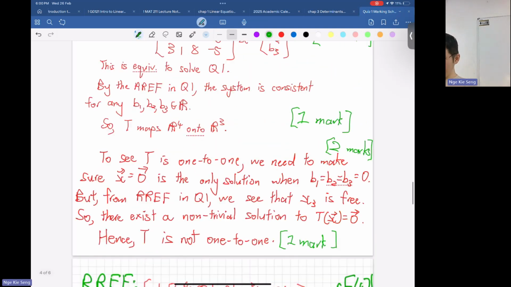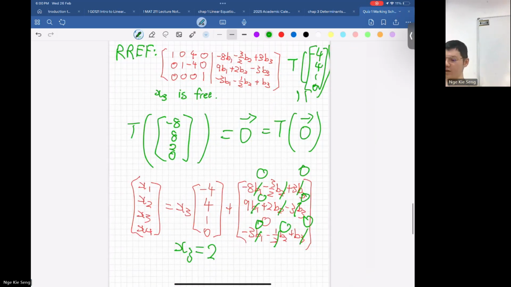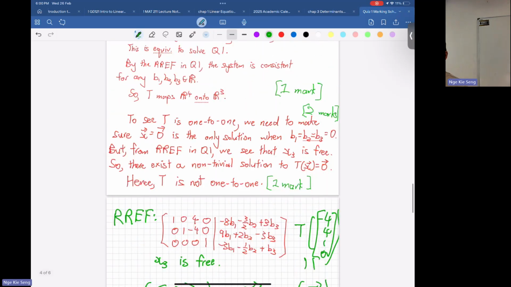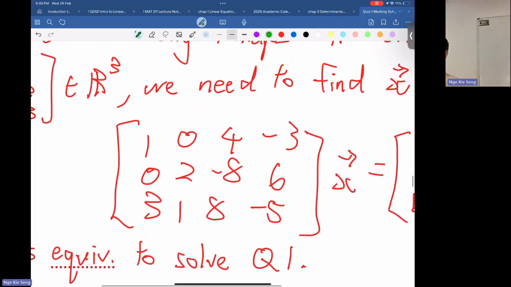Okay, good, very good. So again, come from here. How does it help? In our REF form, we let B1, B2, B3 be 0. So in this solution, it says that S3 times this vector will live inside your null space. How to verify this? Take S3 to be any number. For 2, you'll get minus 8, 8, 2, 0. For 1, you'll get minus 4, 4, 1, 0. Then multiply with your matrix here, and you'll get a zero vector.